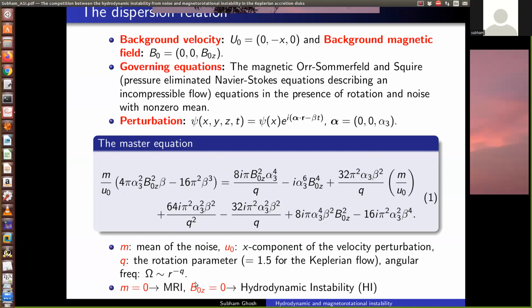On the contrary, if we make the magnetic field vanish, then the same equation will give us the condition for hydrodynamic instability. So let's study those extreme cases one by one, and we eventually go to the four solutions of this equation.